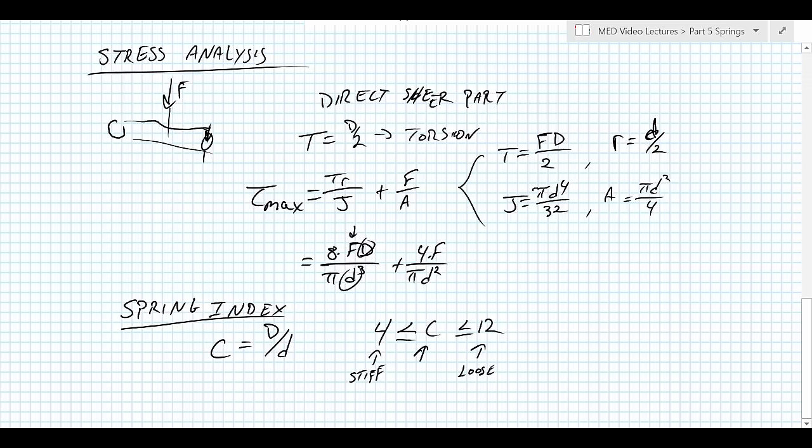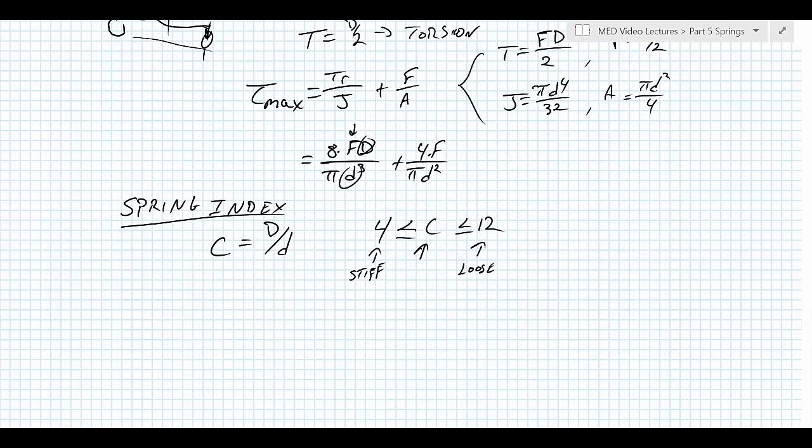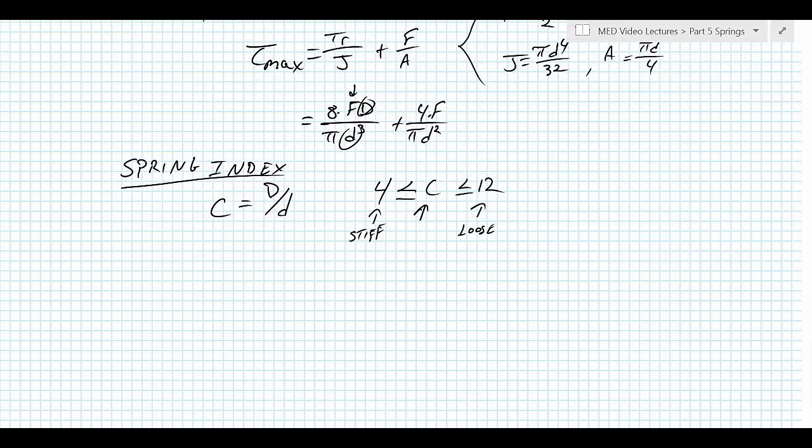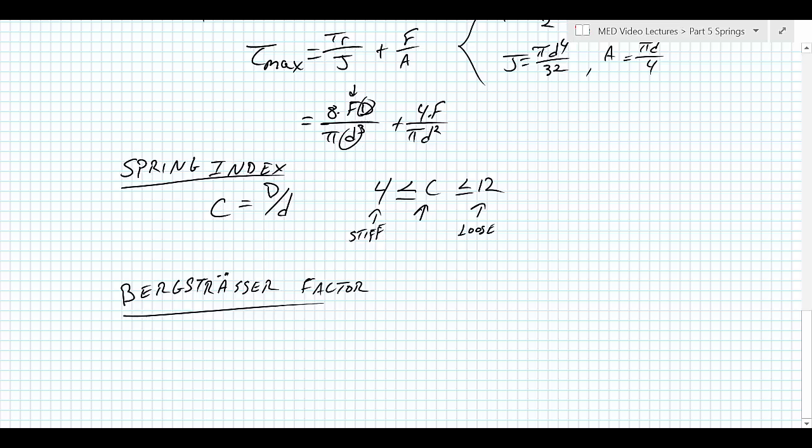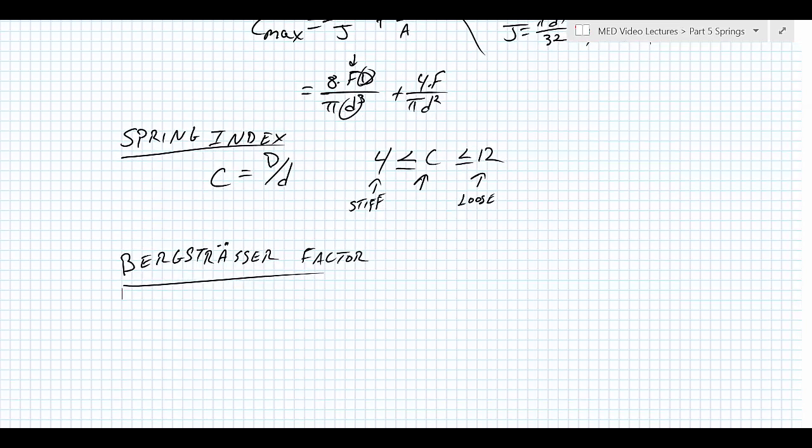But if we set these problems with C, the spring index, you'll see that now we've got this d over d in there, which allows us to have a great simplification, and that simplification, which accounts for both the curvature of the beam as well as the direct shear, has a specific name. It's called the Bergstresser factor. Pardon my awful pronunciation. But it looks like this. And it allows us to apply the stress directly using the spring index.